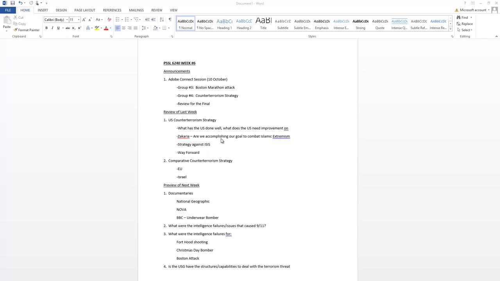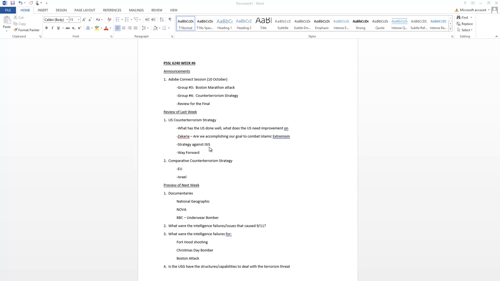You read the Zakaria article, and he gave a pretty good laydown. I didn't agree with everything he said, but he asked, are we accomplishing our goal to combat Islamic extremism? And if our goal on 9/11 was to combat Islamic extremism, according to Zakaria, we've done a pretty decent job. Keep in mind, his article was written before the Arab Spring, before the capture of Osama bin Laden, before the rise of ISIS. So those are probably corollaries to his analysis. But it's just important to think: are we accomplishing our goal?